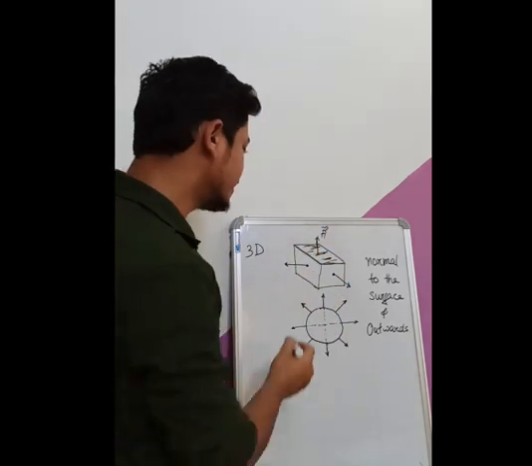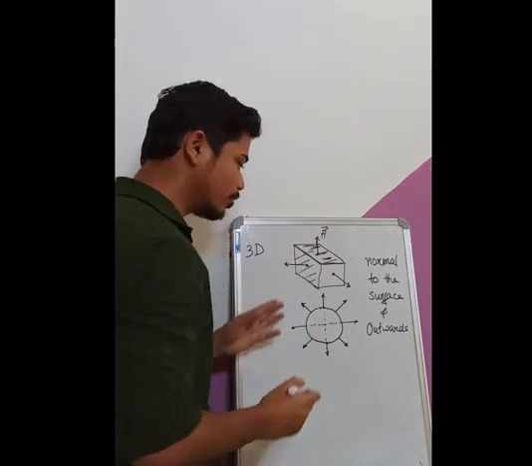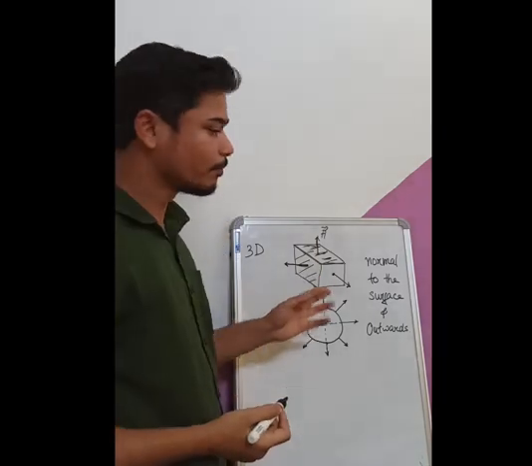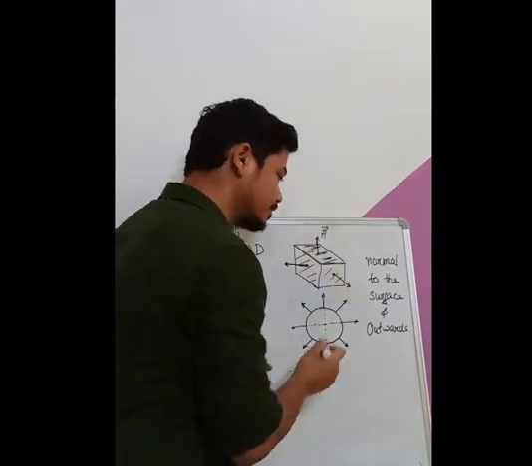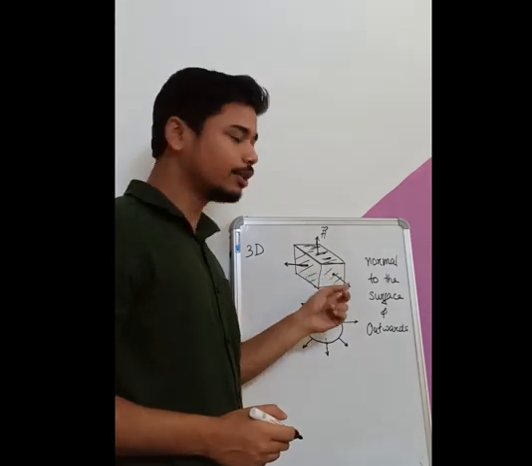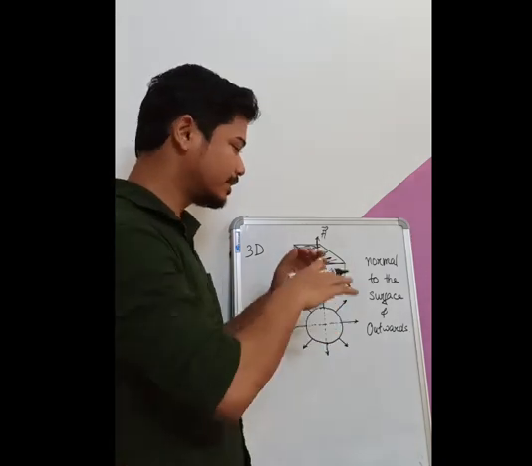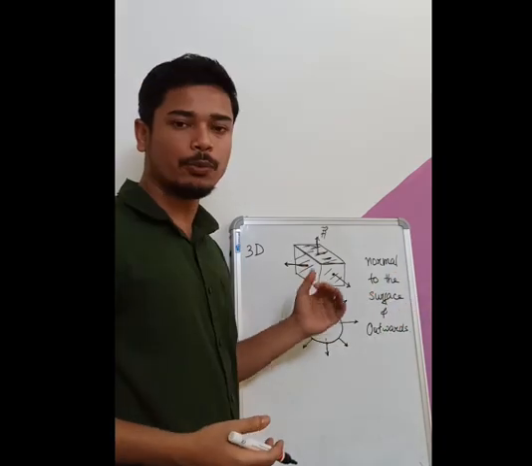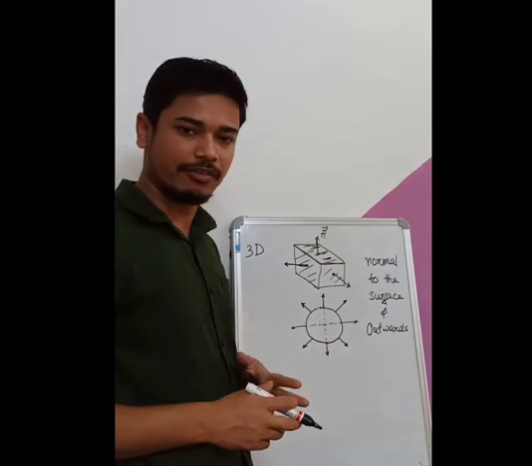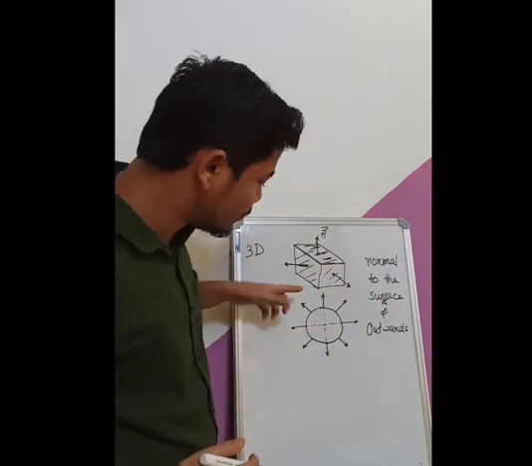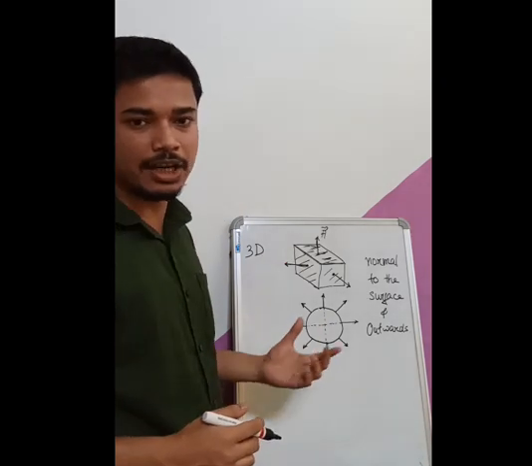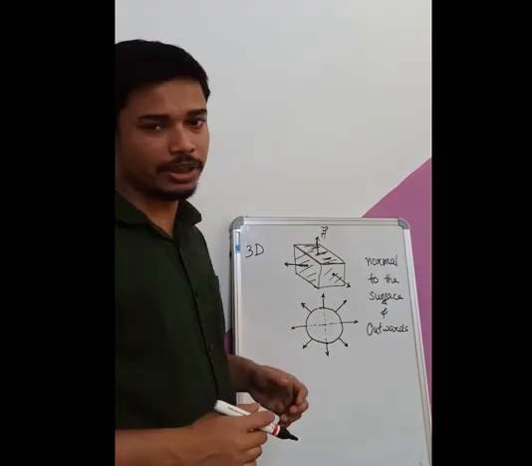Similarly, for this surface, what would be the direction of the area vector? That would be perpendicular to this surface. For the third surface, the direction of the area vector will be perpendicular to this surface. Okay, so similarly for all the faces, we can determine the direction of the area vector, right? What would be the case for a three-dimensional sphere? This is a sphere, so what would be the direction of the area vector for a three-dimensional sphere?